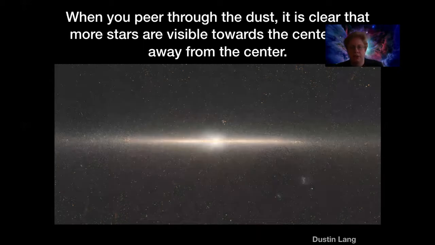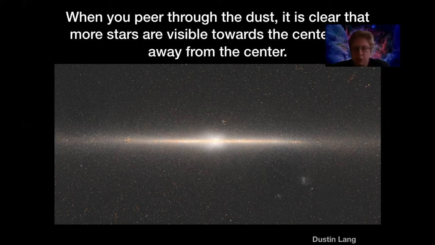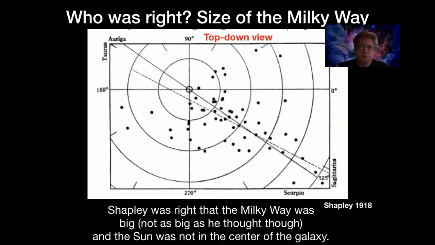Here, the center of the galaxy is the middle of this picture here. And this is precisely what Shapley had figured out looking at the globular clusters. There were more globular clusters pointed towards that side of the galaxy than there were towards the edges of this photo, which are pointing the opposite direction.